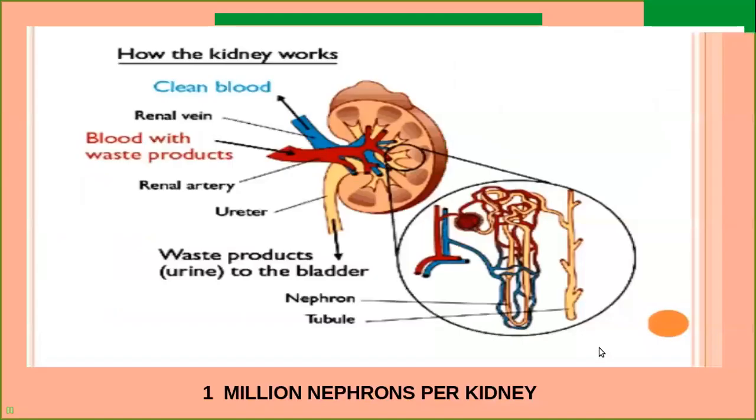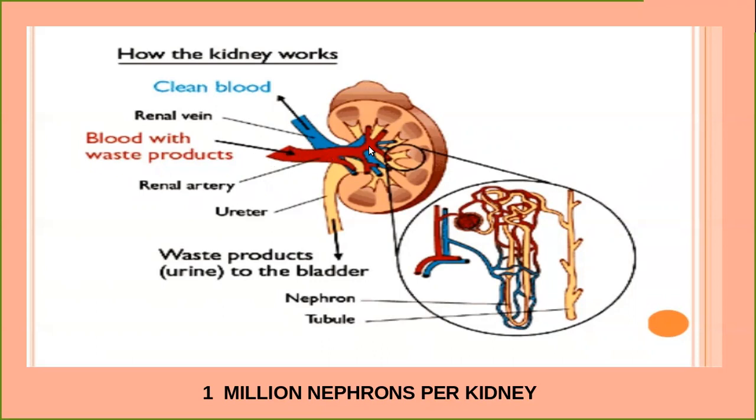Now we have to discuss how the kidney works. This is the diagrammatic representation showing the human kidney and its associated blood vessels. Now you can see two blood vessels. This red colored blood vessel is called the renal artery. Do you know what is the function of the renal artery? The renal artery brings the blood with the waste products into the kidney.